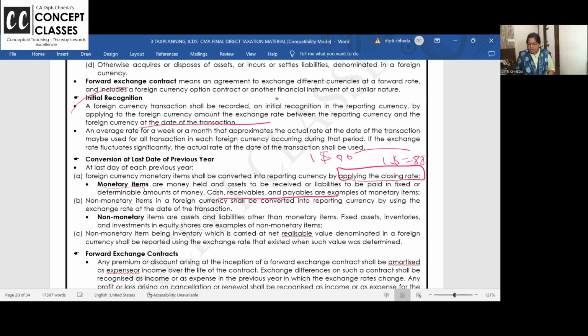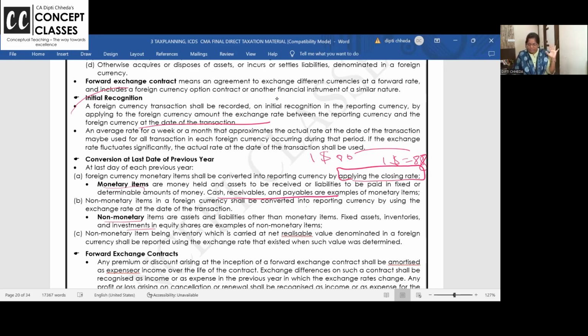So if I change this to 88, 8 rupees loss I need to book. Is it allowed as your business expense? Yes. Or otherwise business income? Yes. And non-monetary items is long-term investment fixed asset. Just keep it at its transaction.